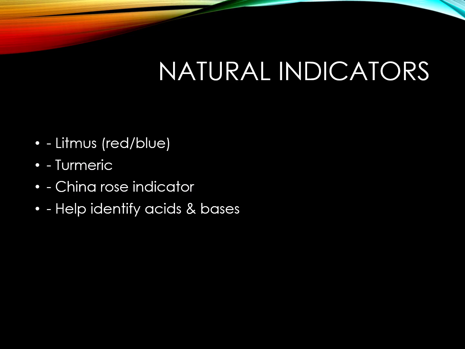Another natural indicator is turmeric. Turmeric remains yellow in acid, but it turns reddish brown in color when it reacts with a base. The China rose indicator is also called a natural indicator. In acid it turns dark pink, and in a base it turns green in color. So natural indicators help us easily identify whether a substance is acidic or basic.